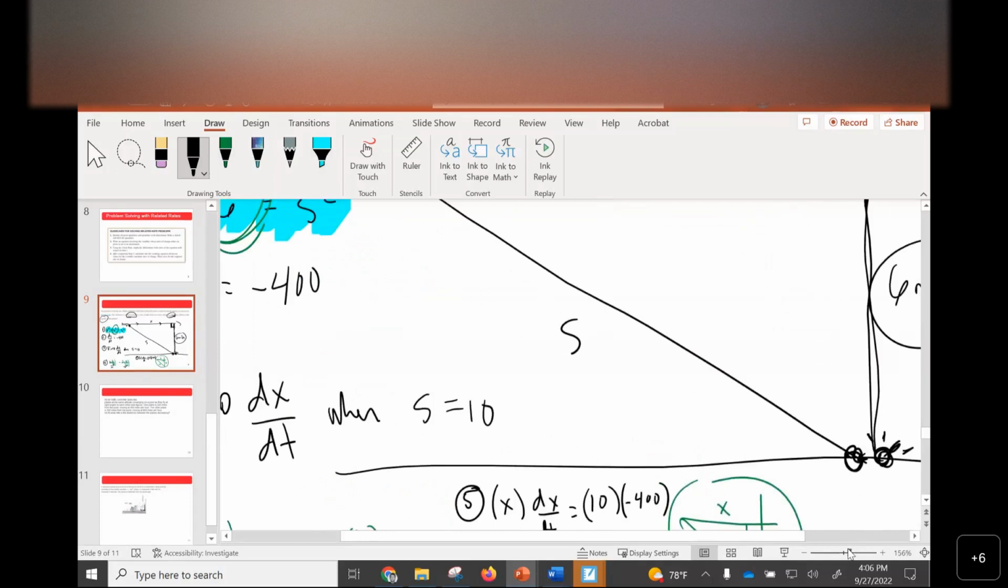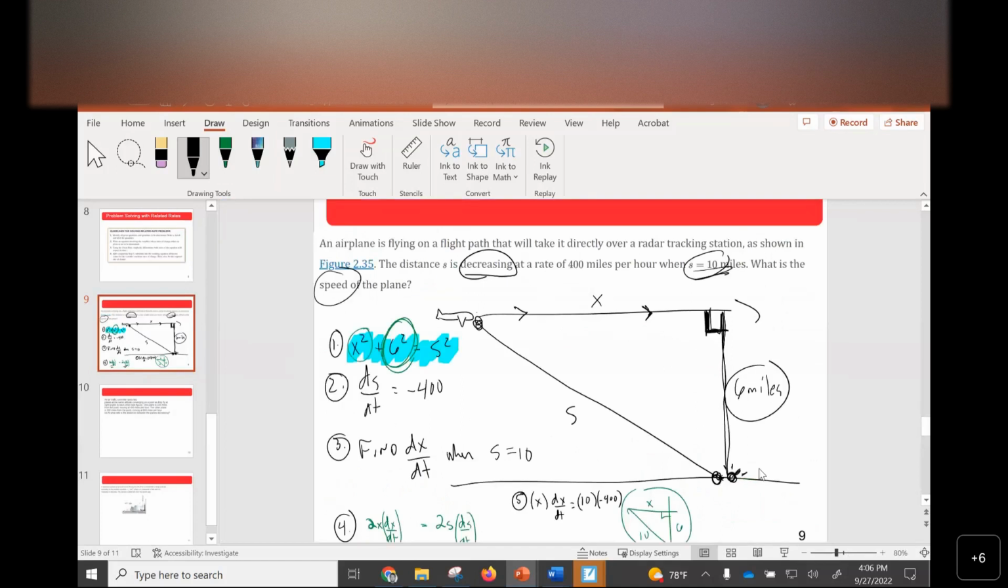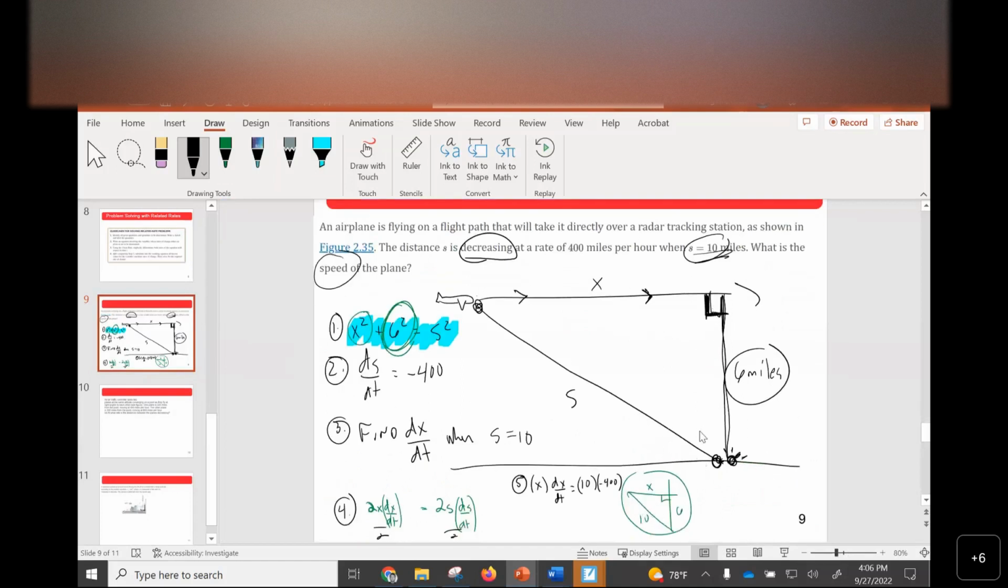I just want to make the point, I know I'm going to repeat myself a couple times here, that my green triangle isn't the same as my black triangle. In the black triangle, x and s are changing. The green triangle is just a moment in time of the black triangle, right? We freeze it when it's 10 miles away, and I get this picture, which is the time we're interested in. And then I can do the Pythagorean theorem to get x. That should be 8, right? That's 100 minus 36. That's 64. The square root of 64 is 8.